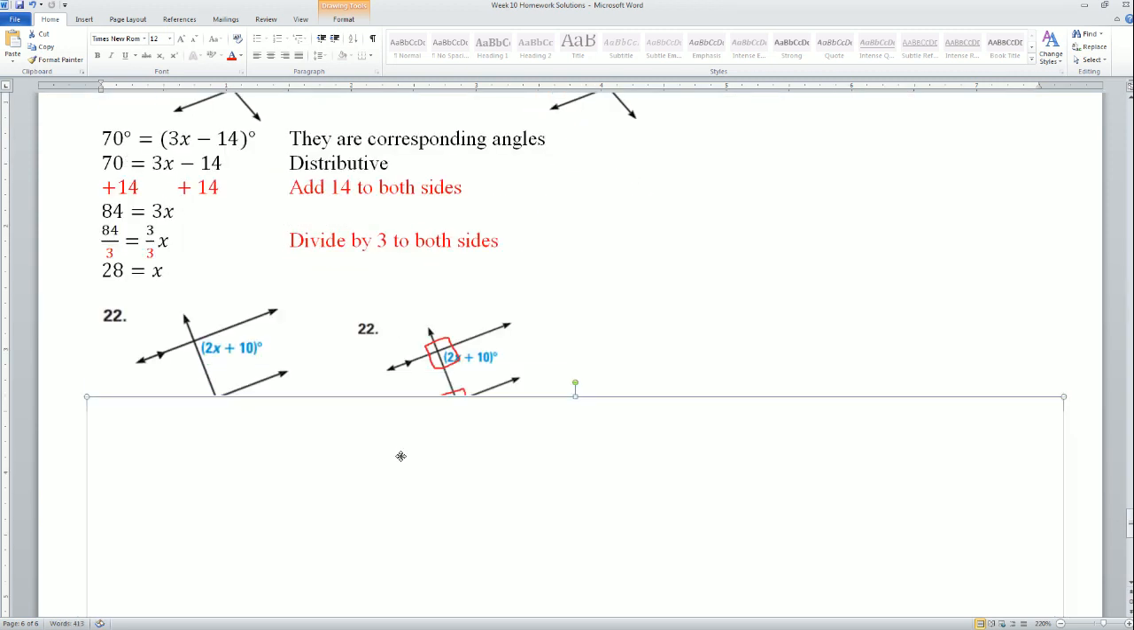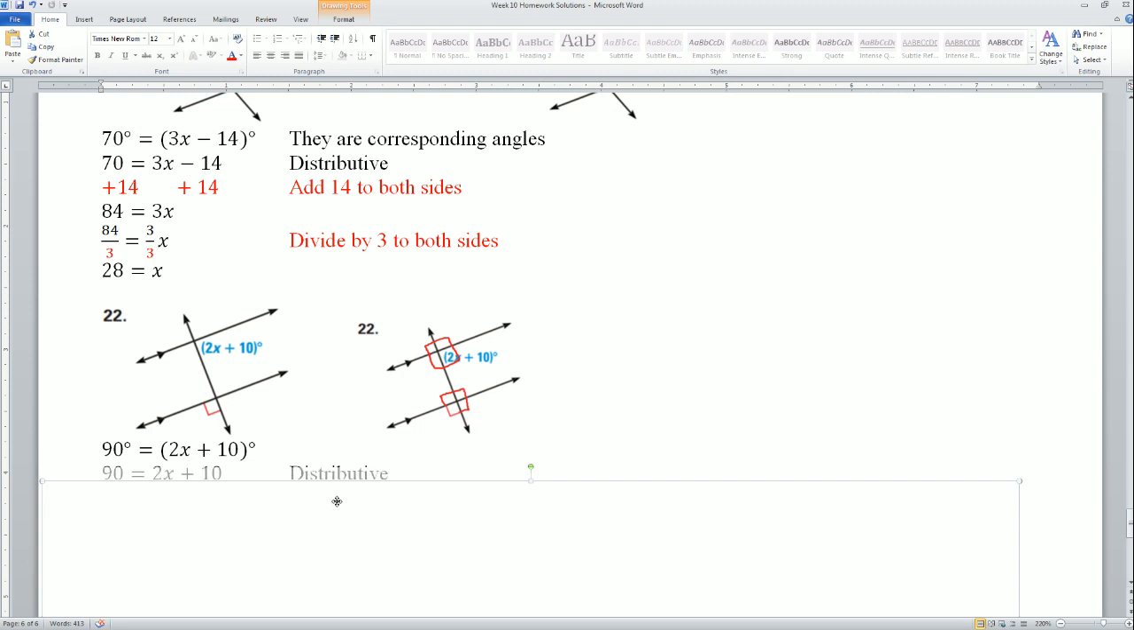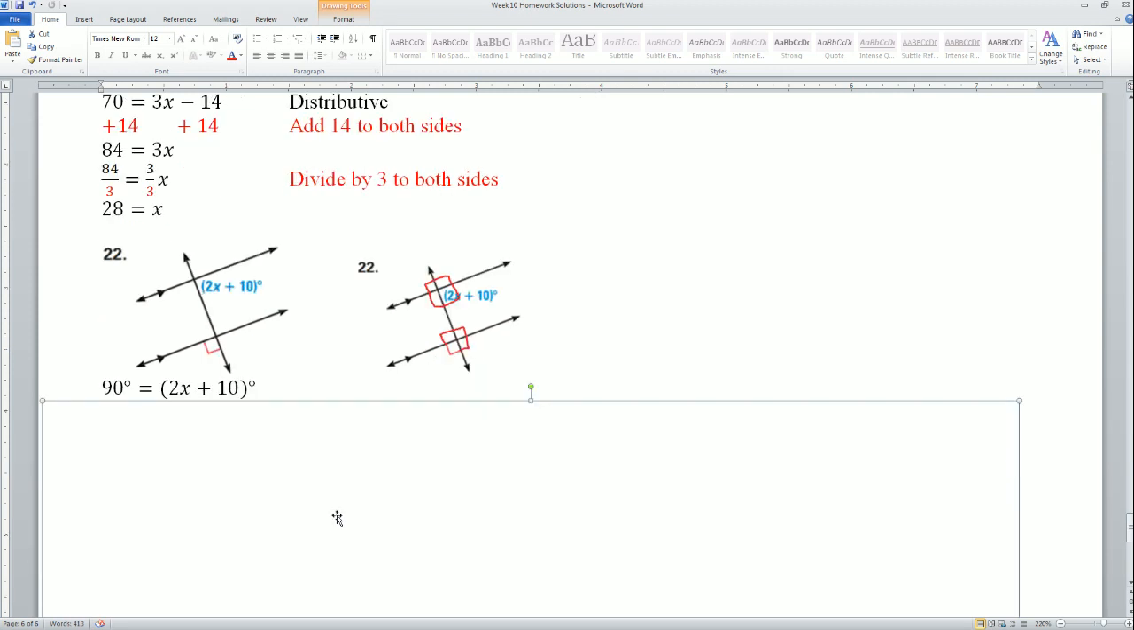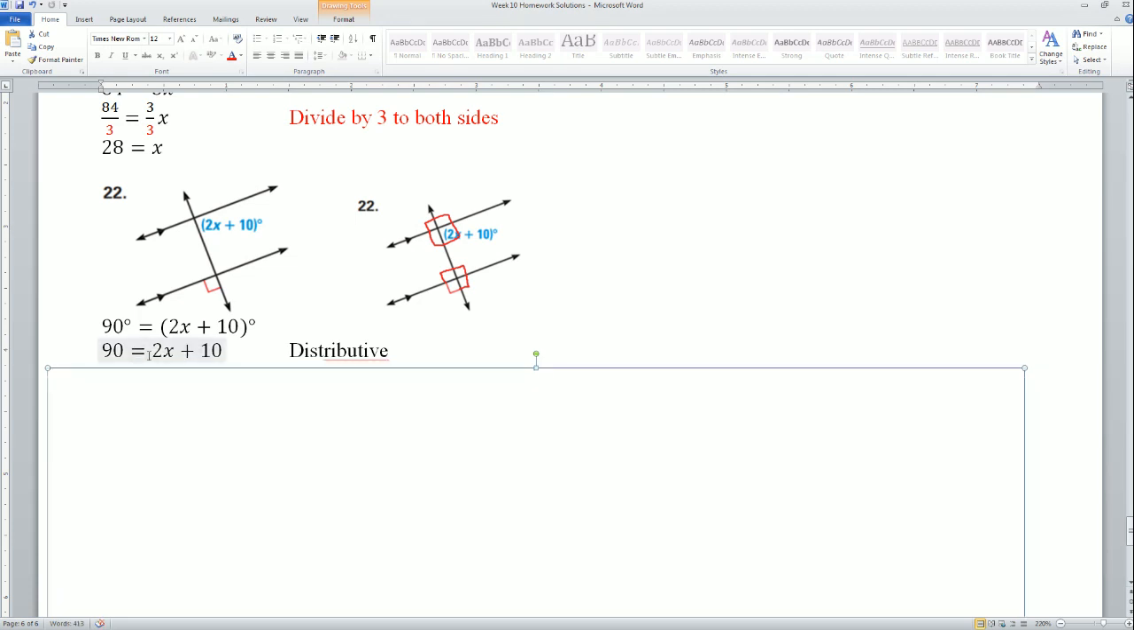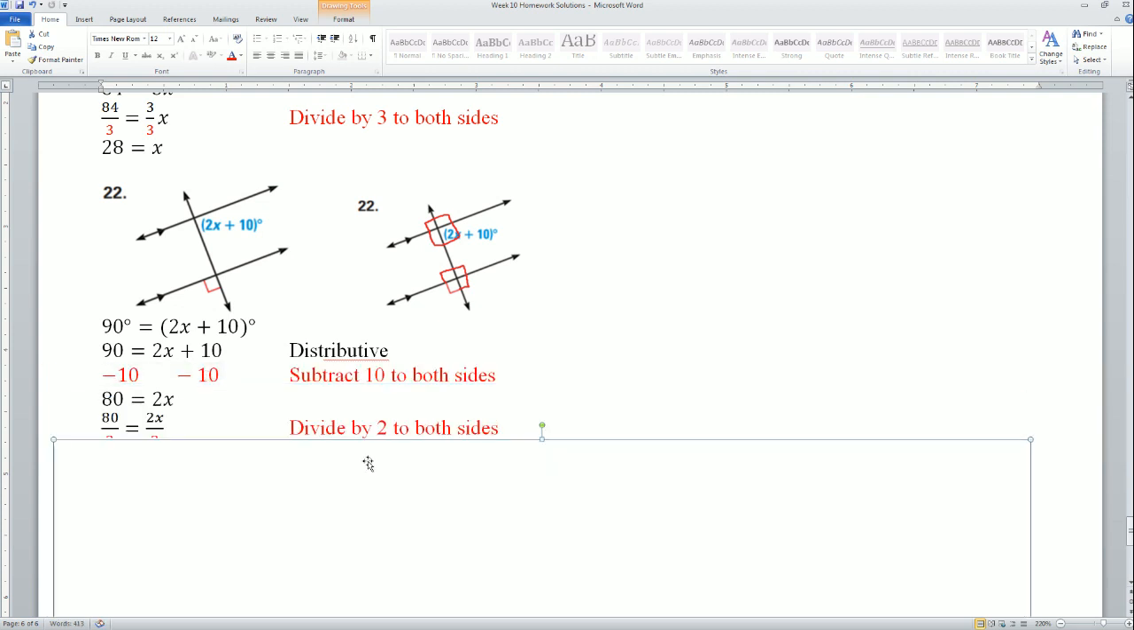Okay. 22. I noticed that this is 90 degrees, so everything else here is also 90 degrees. That's why I'm allowed to say that this 2x plus 10 is equal to 90 degrees. Okay. I distribute that 1 across to every single term. I get 2x plus 10. Subtract 10 from both sides. I get 80 equals 2x. Divide 2 to both sides. I get x equals 45.